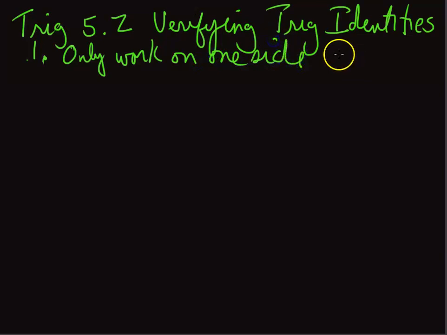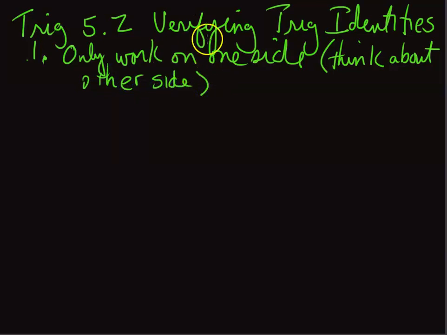Now, you can look at the other side, certainly, and you can think about the other side, but technically, only one side can be worked on. You have to change that side. Verifying identities is really changing one side into the other. And so you have to change that without working across the equal sign also.